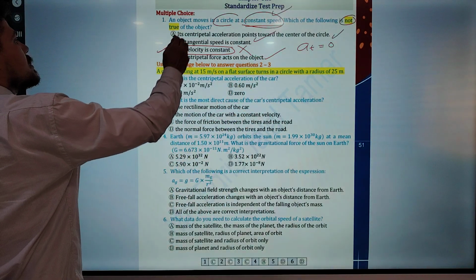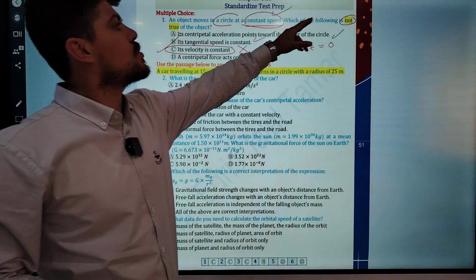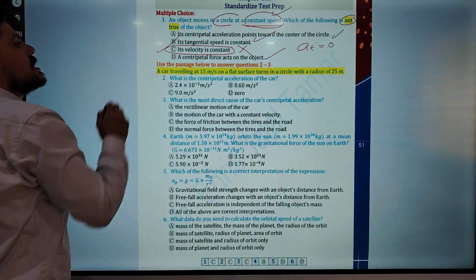So the correct answer is what? C. Why? Because the question says which one is not true. Only C is not true. The others are true.